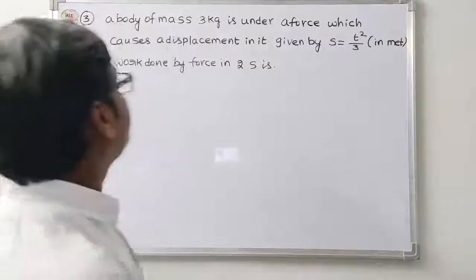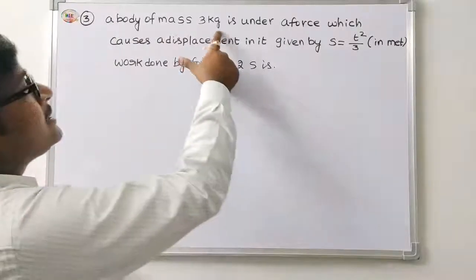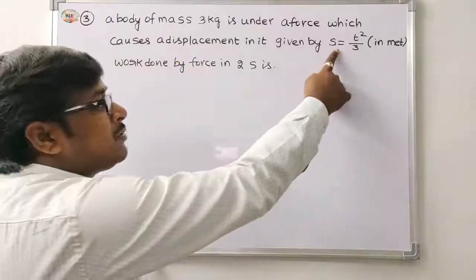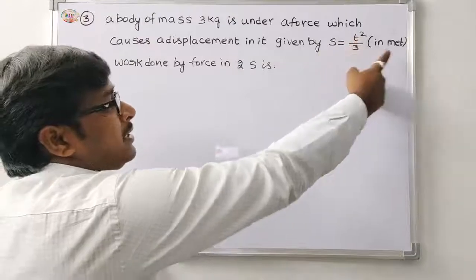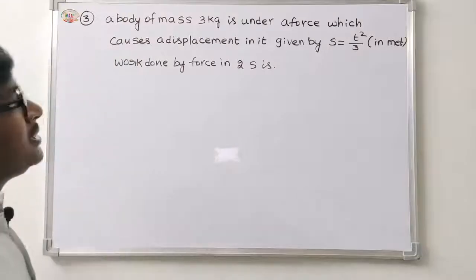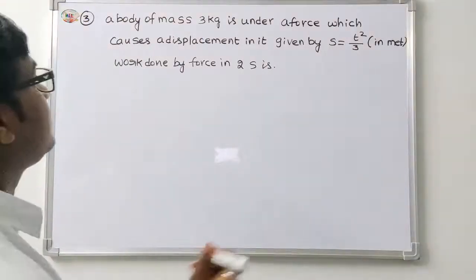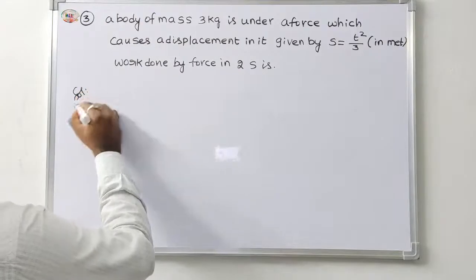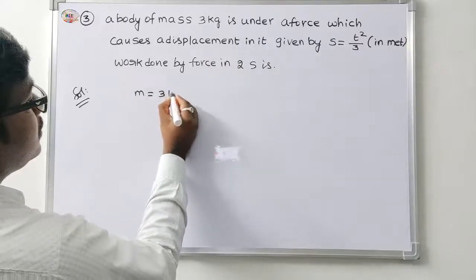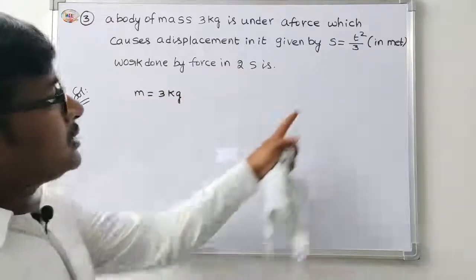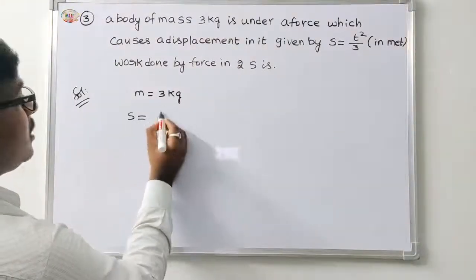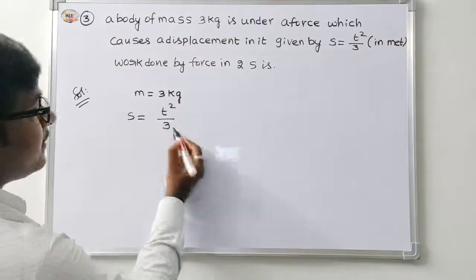Discuss the third problem, students. A body of mass 3 kg is under a force which causes a displacement in it given by s = t square by 3 in meter. Find the work done by the force in 2 seconds. A very simple problem. It's a very important problem for NEET students. First, take the values: m = 3 kg. Next, write the equation: s = t square by 3.